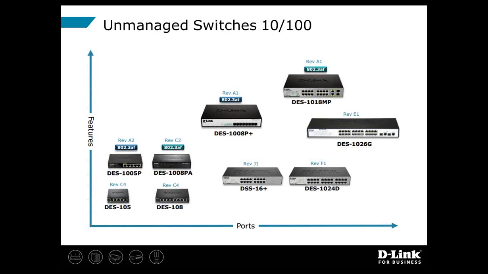So the 1005 is going to have 5 ports. The P at the end means it's going to have PoE. It may not be all 5 ports for PoE, but the data sheet will tell you whether one of the 5 ports has PoE or if all 5 ports have PoE. Just refer to the data sheet for all the details.